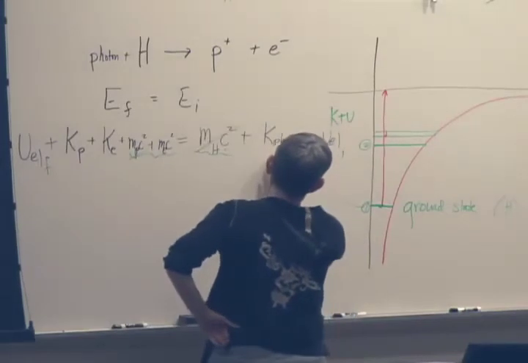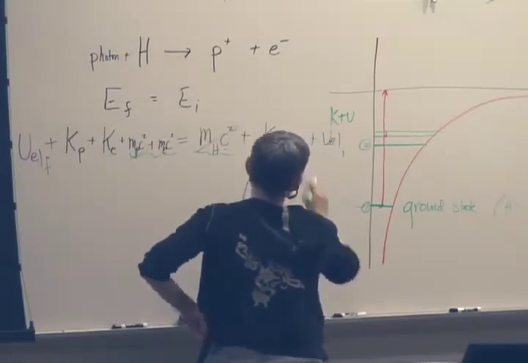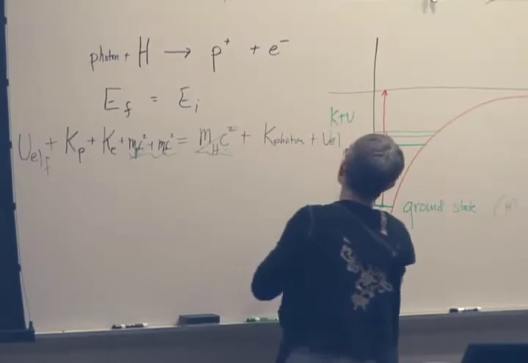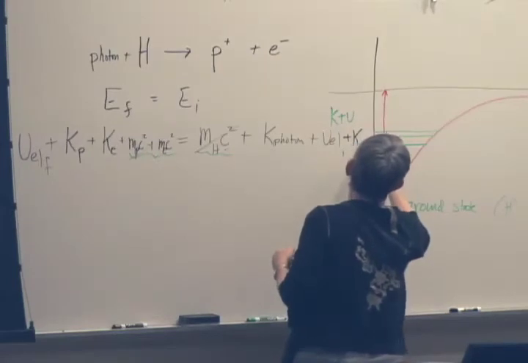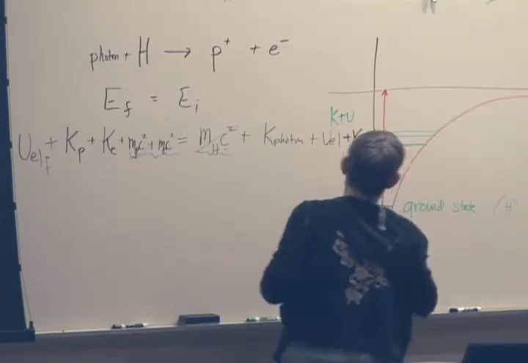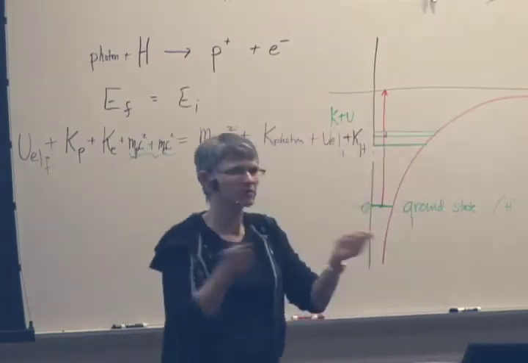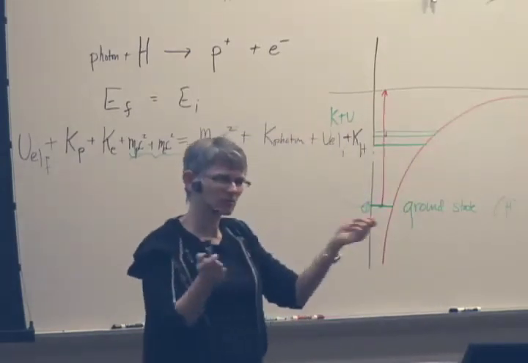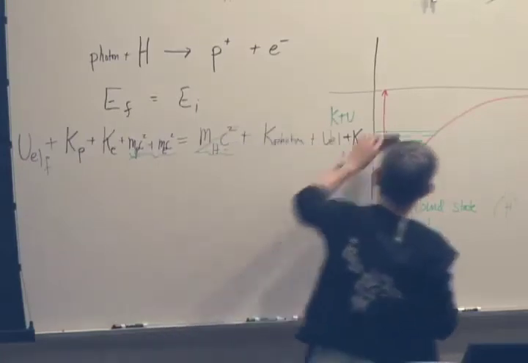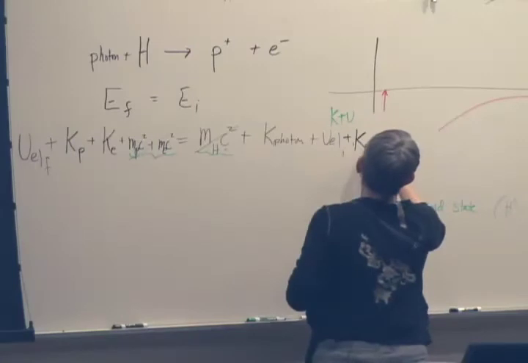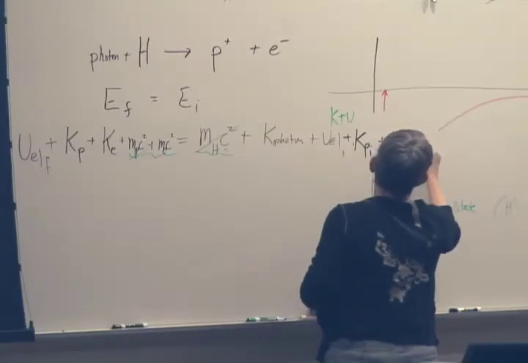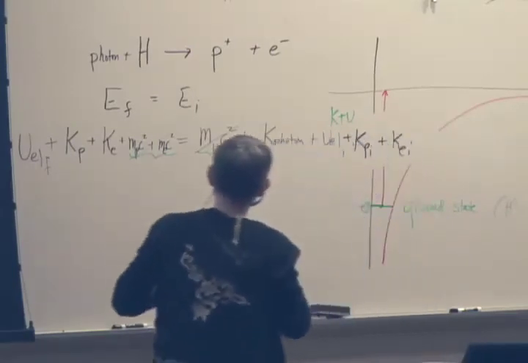So whatever we had, plus, so we have K of the hydrogen atom. It's really K plus U for the electron proton system. We'll write it out: K proton initial plus K electron initial. So we'll be very clear.